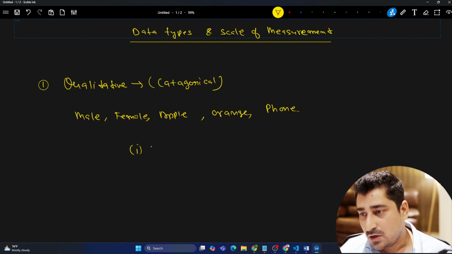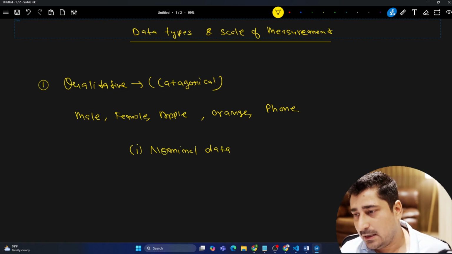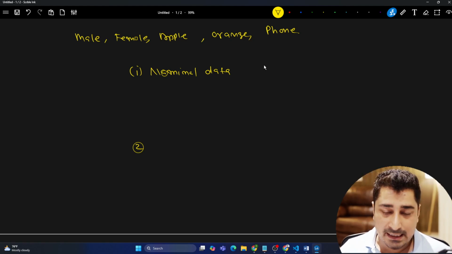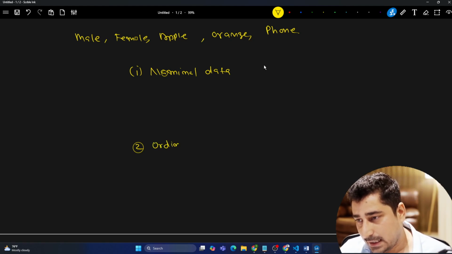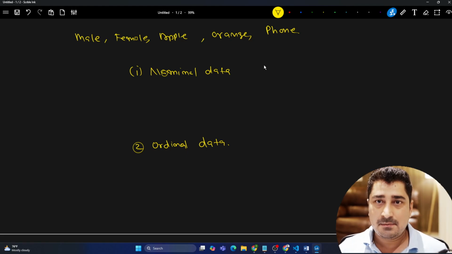So what are those? One is nominal data, and the second one is basically called ordinal data. Okay, so we can try to further subdivide into two categories. Like I said, one is nominal.